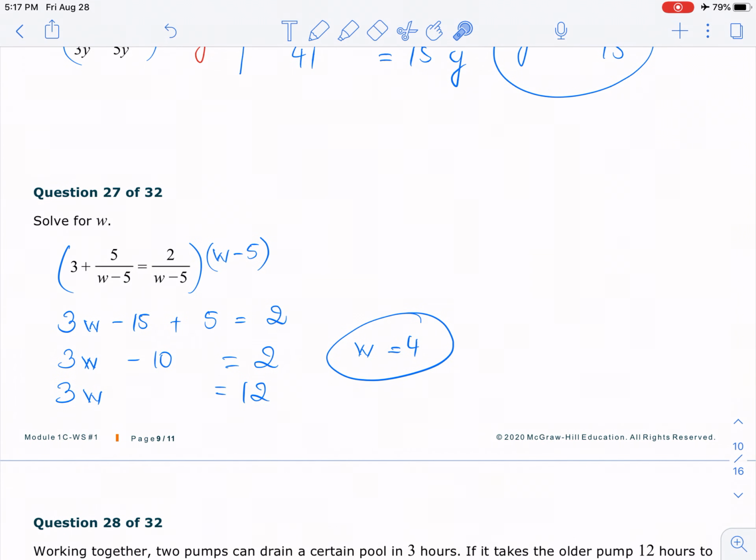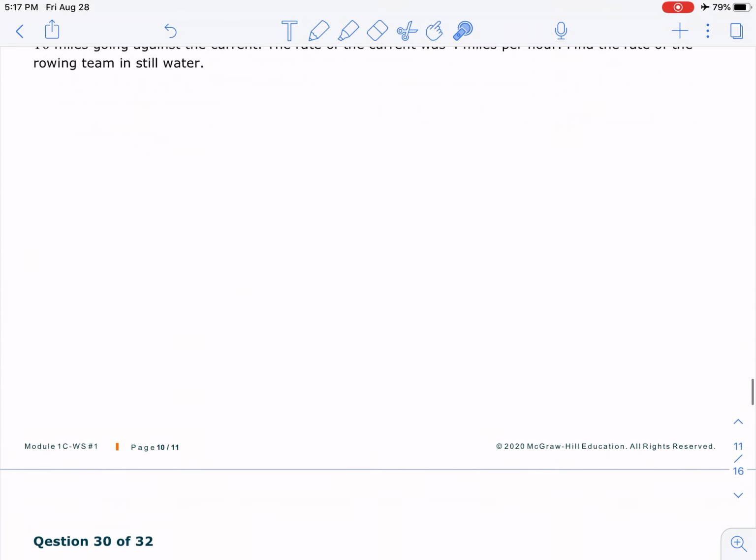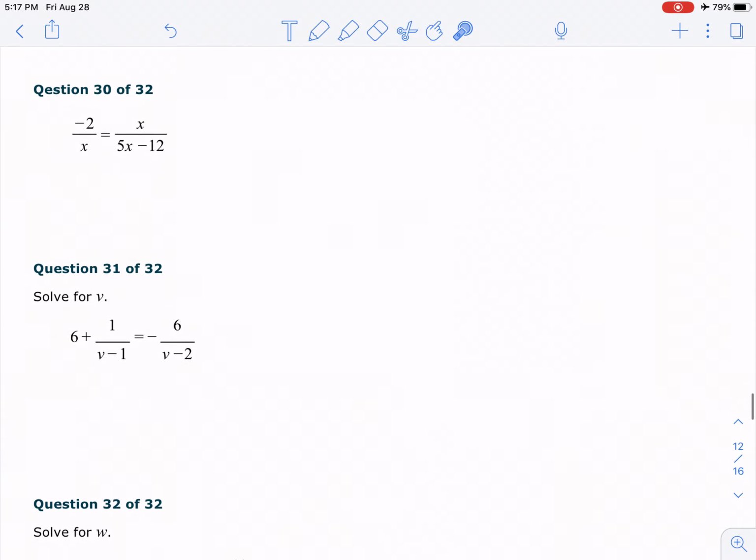All right, so 27, same thing. I multiply by the LCD, in this case w minus 5. I want to move on to number 30. So you see right here for number 30, we have once again a proportion. So I'm just going to simply cross multiply.